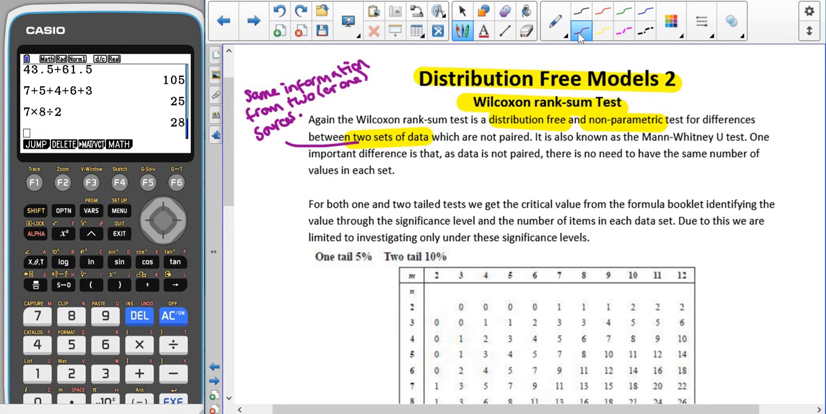It is also known as the Mann-Whitney-U test. Quite a lot of textbooks refer to it as the Mann-Whitney-U test. So if you see any textbooks with that, it is the same test that's being performed.